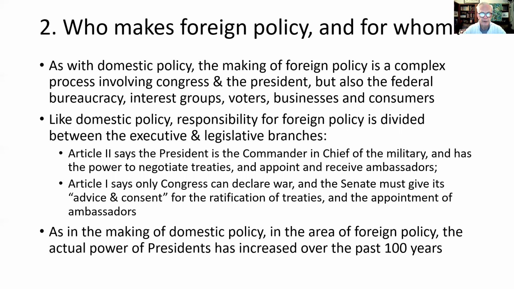As in the making of domestic policy, the role of the president has increased over time. The president has taken a more and more significant role in the making of foreign policy over the last 100 years, particularly in the area of military and conflict, war. Nowadays, since World War II, Congress has not declared war against any other country, and yet the U.S. has been involved in military conflicts with a number of countries ever since 1941. Why? This is because the American government, the American president, has the power to order troops into combat.